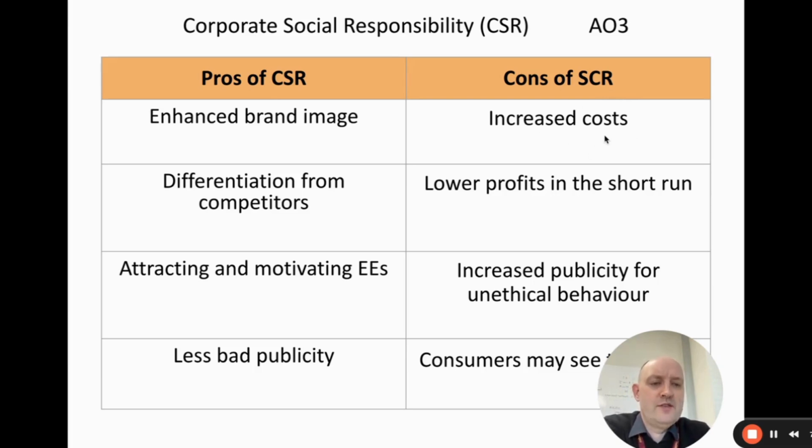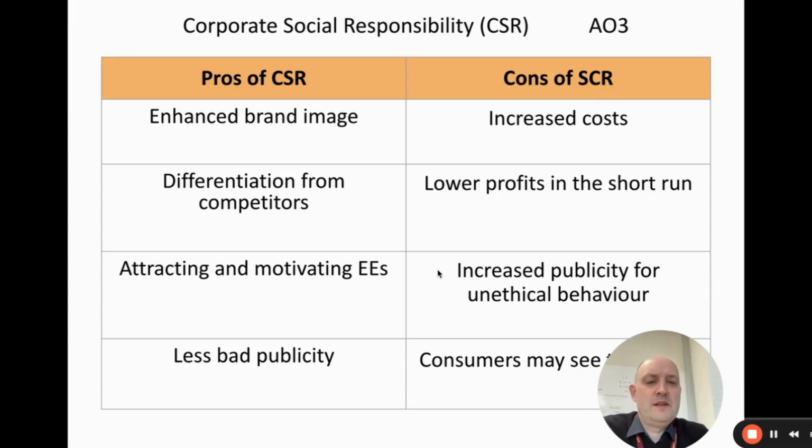Some cons of corporate social responsibility, well, the increased costs. So we saw earlier that some businesses might donate to charity. So obviously there's a cost there. But also, if a business is trying to reduce greenhouse gases, it might be cheaper to use greenhouse gases. So by reducing your dependence on greenhouse gases, you may end up increasing costs for the business, which leads on to the second one, which may end up lowering profitability. Not necessarily, but there's a good chance that might happen.